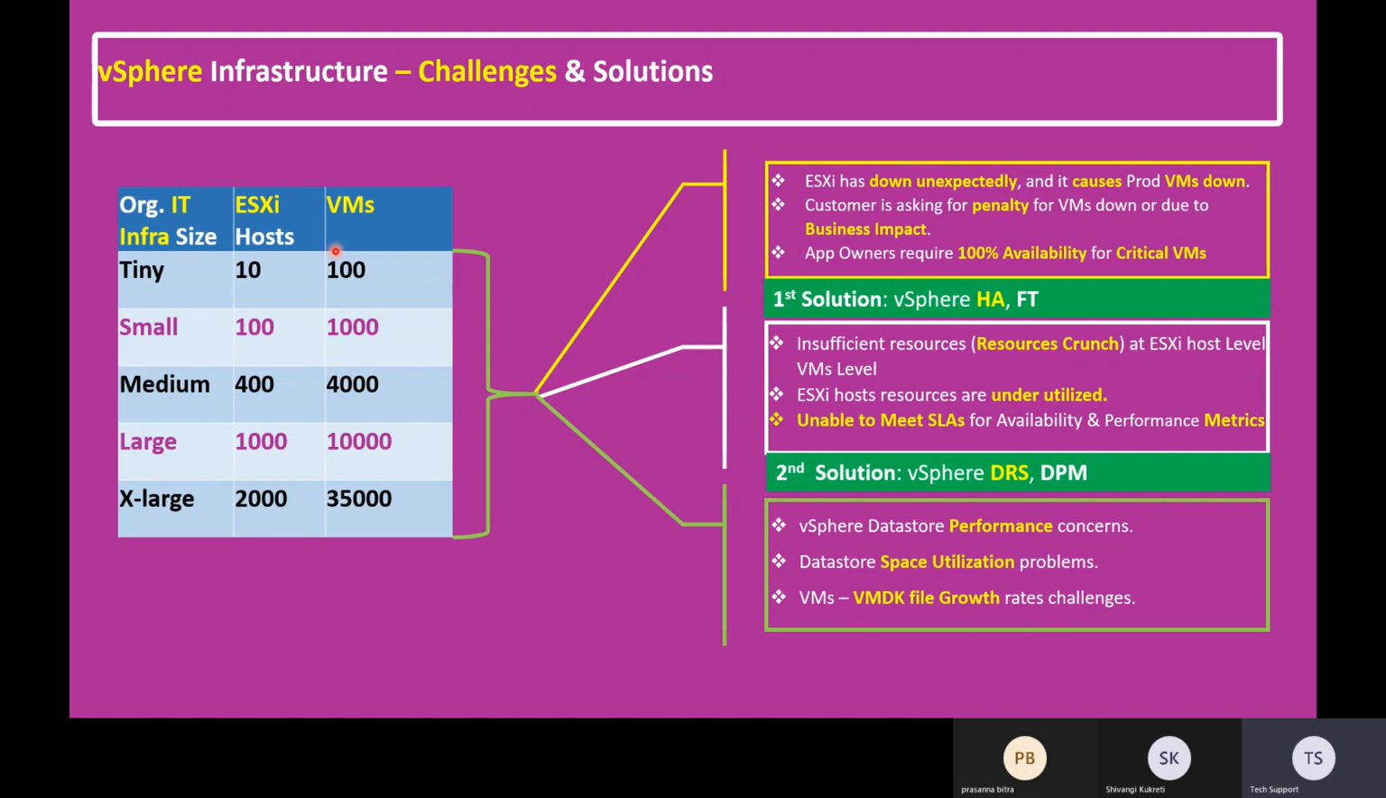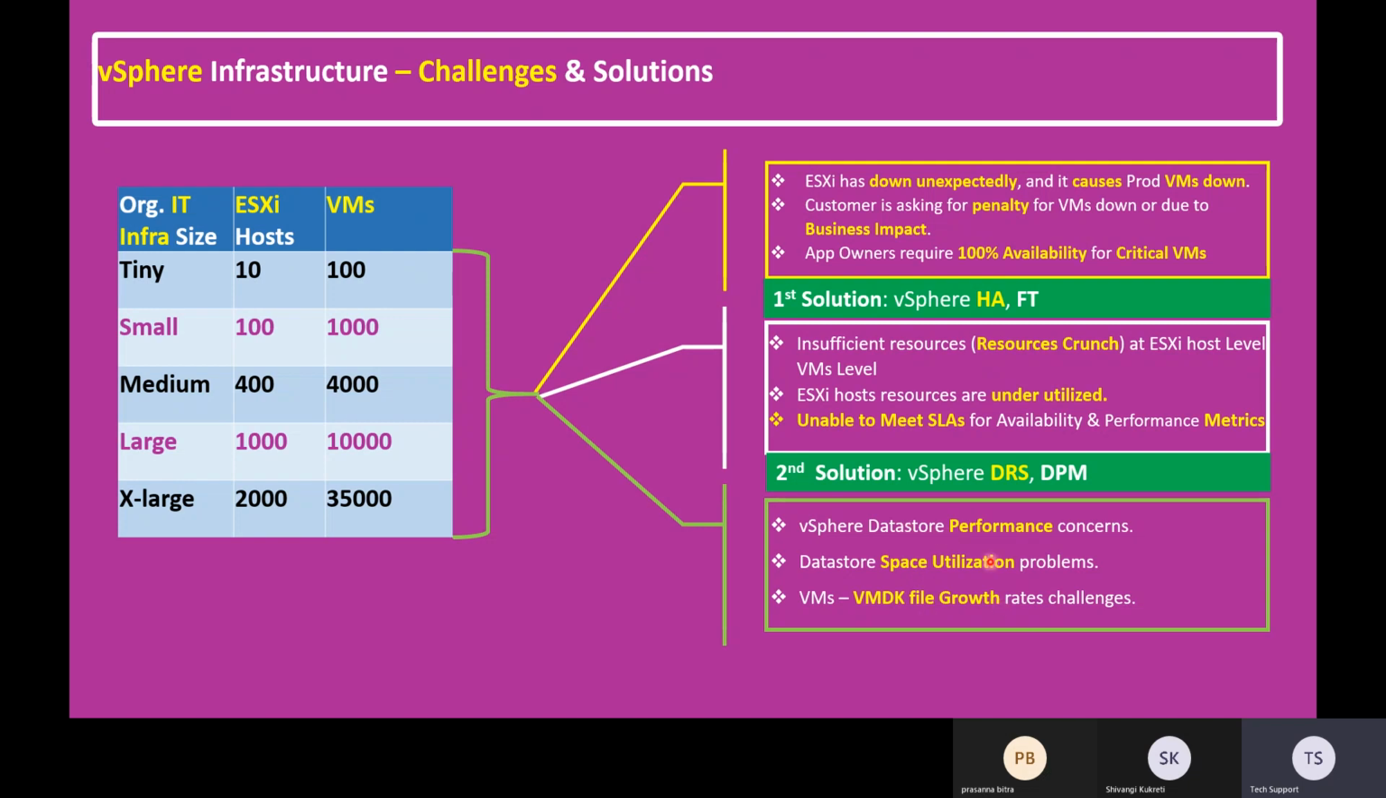Whatever the datastores customers are using, the most common challenges are datastore space utilization problems, performance concerns, and also virtual machine VMDK file growth rate challenges. If you are using the thin disk format, we should keep monitoring the datastore status and also the virtual machine disk status. Sometimes VMDK file growth means either a normal virtual machine VMDK or snapshot disk files also growing. So these are the most common customer challenges.